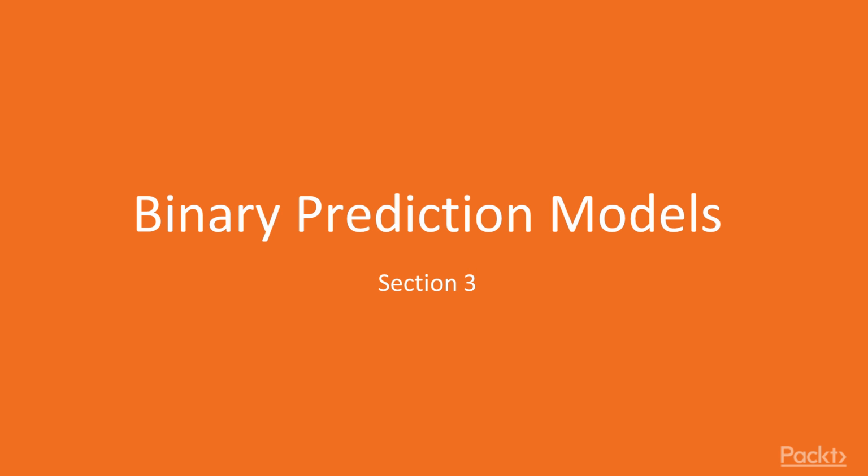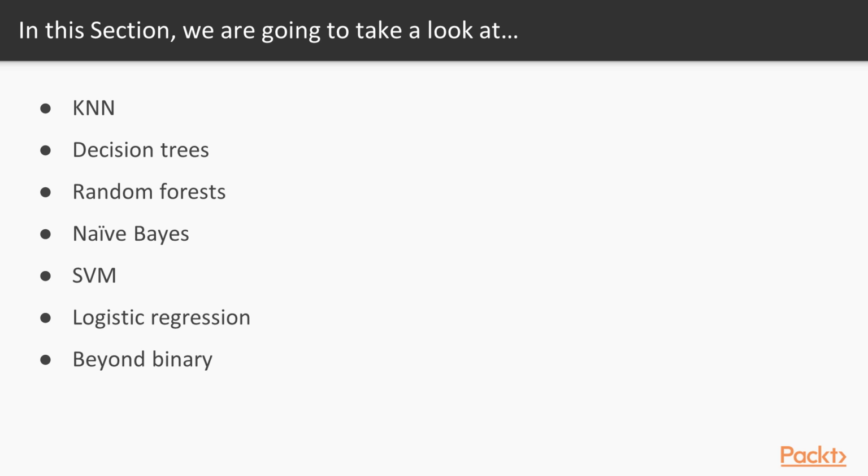Hello. In this video we will look at methods for classifying data, focusing on binary data. This section focuses on classification, especially binary classification. We start with a simple algorithm, the K-nearest neighbors algorithm. Next we move on to decision trees. We then see an ensemble method combining multiple decision trees into a random forest classifier.